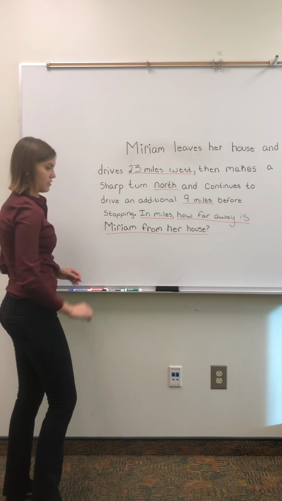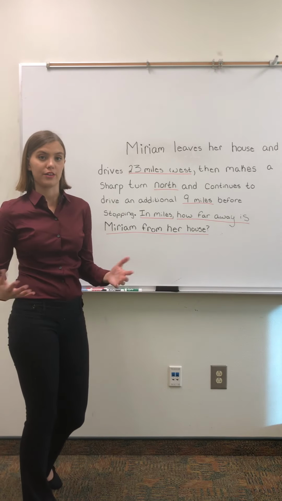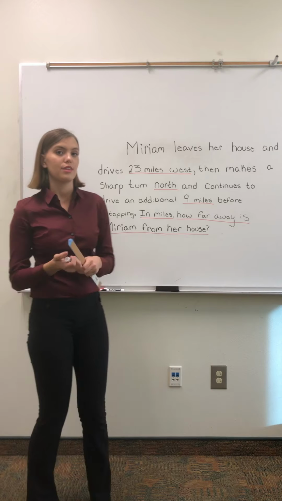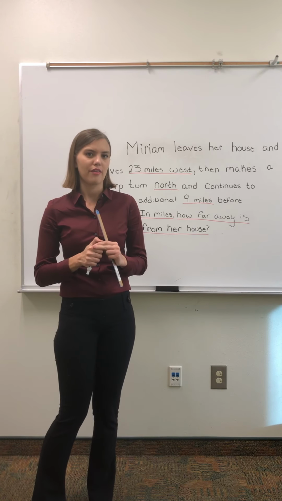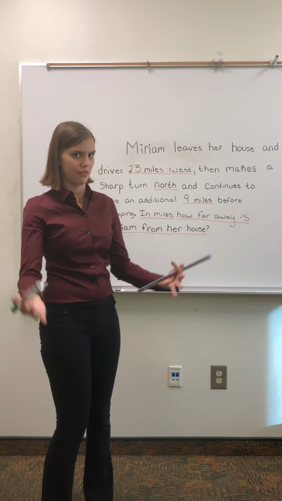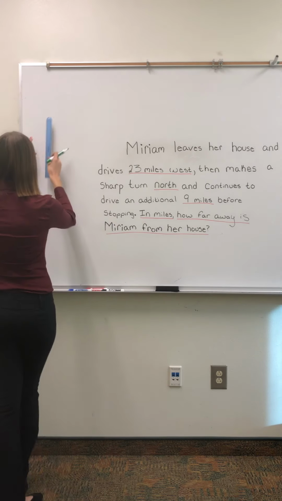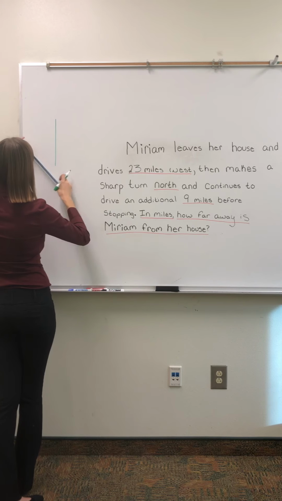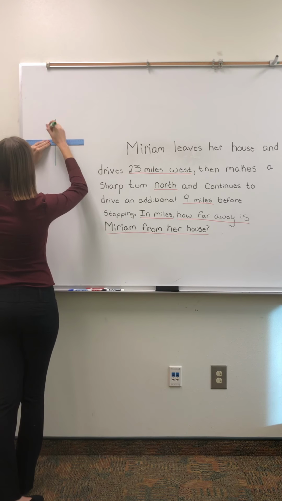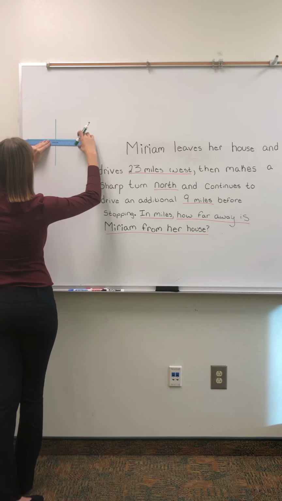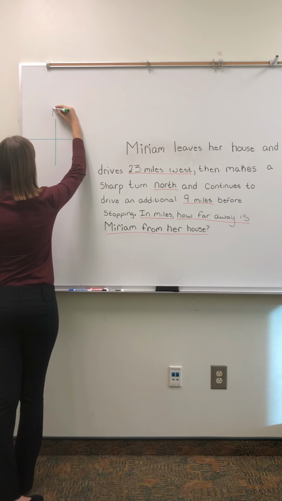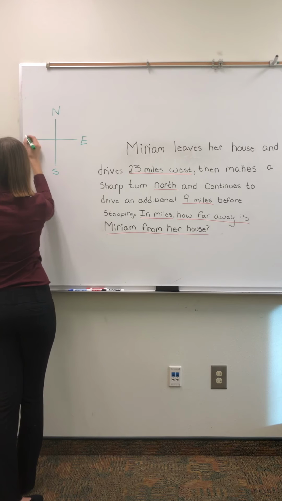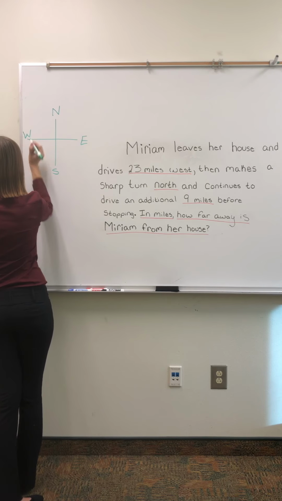I know I started off this video by stating that we are working with Pythagorean's theorem, but that does not mean that we can just assume it and start using our equation. We kind of have to prove it to ourselves and justify why we are using it. So I'm going to go ahead and draw our directions. So we have north, east, south, and west.